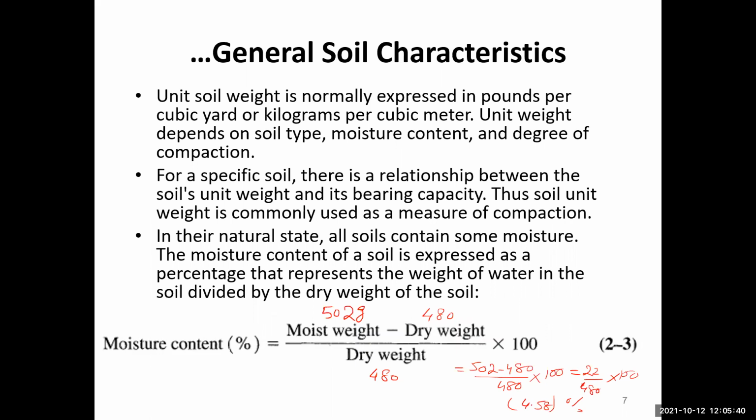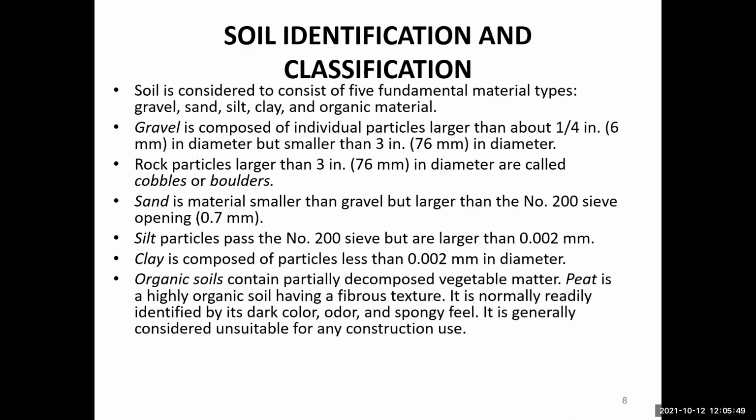And then we talked about the moisture content of the soil. So how we can calculate the moisture content in the soil. And then different soil classifications, gravel, rock, sand, boulder, cobbles, silt, clay, organic soils, etc. So their classification is mainly based on their particle size.